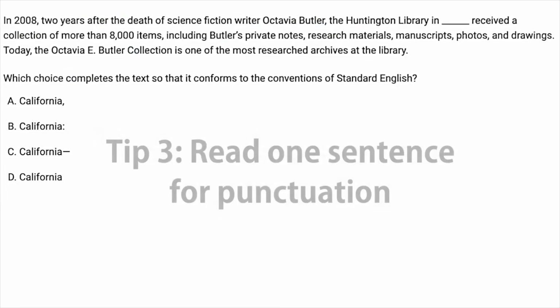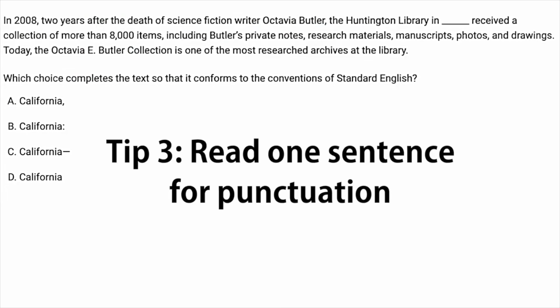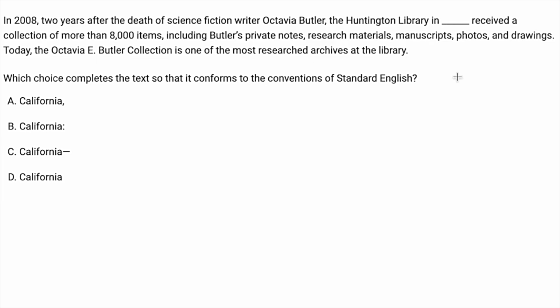My next tip is to read only one sentence when you're dealing with punctuation or sentence boundaries. So here I'm only going to focus on this first sentence since it contains the blank spot. I'm going to go ahead and ignore this part. The Huntington Library in blank received a collection of, I don't need to worry about that either. So basically we have the Huntington Library in California received a collection. Now, my subject is the Huntington Library in California. So I could just think of that as it. And then my verb is received. It received. Do I want punctuation between my subject and my verb?